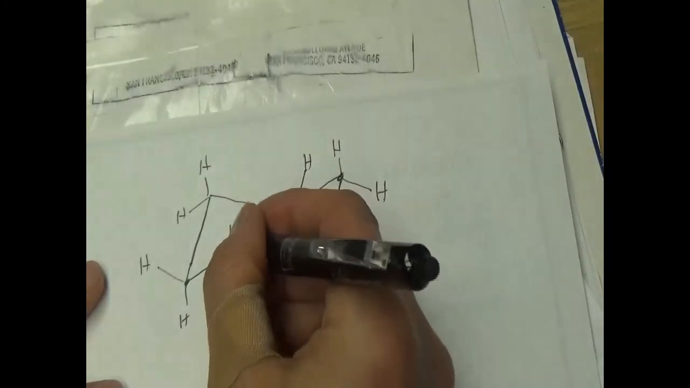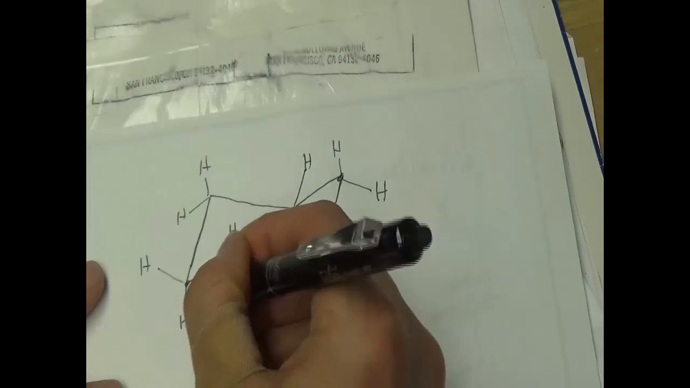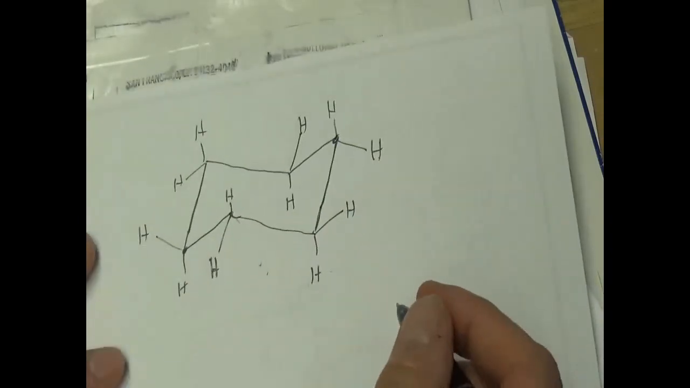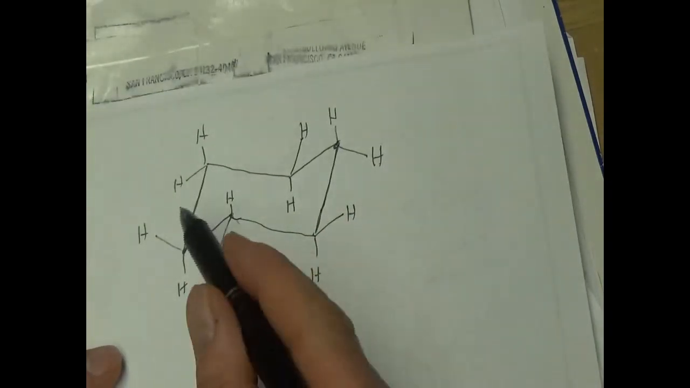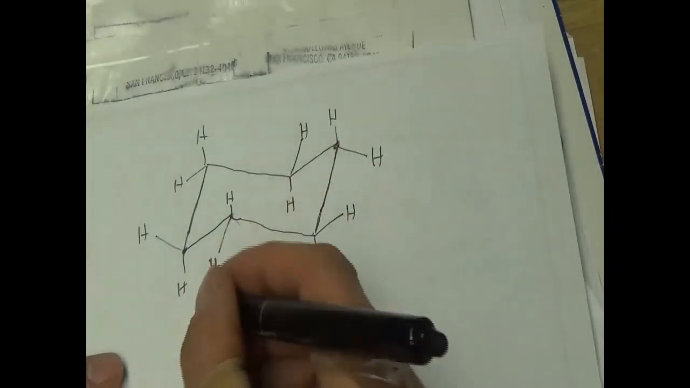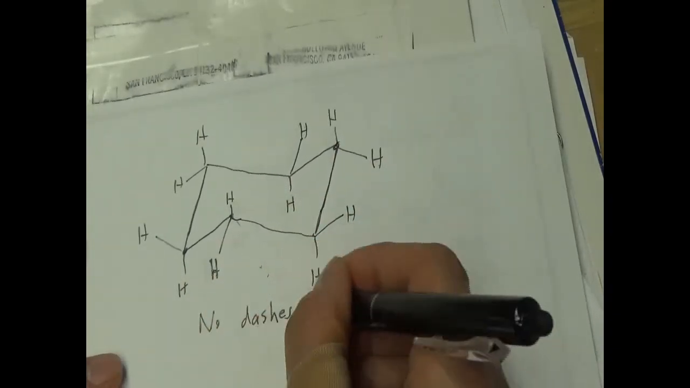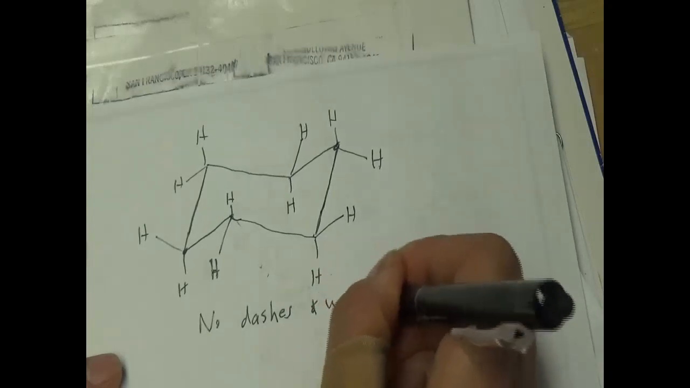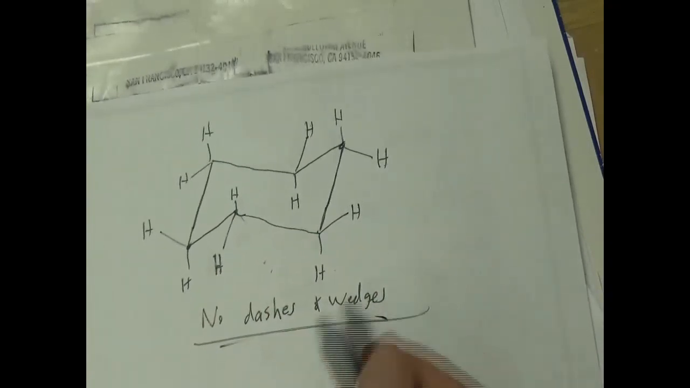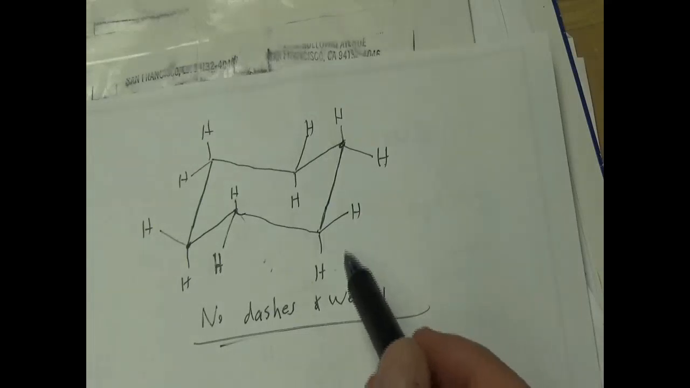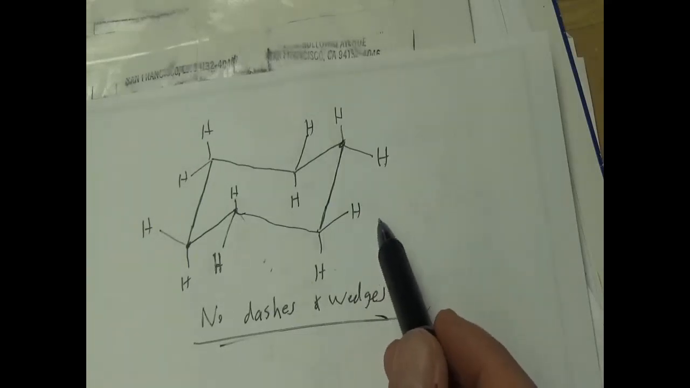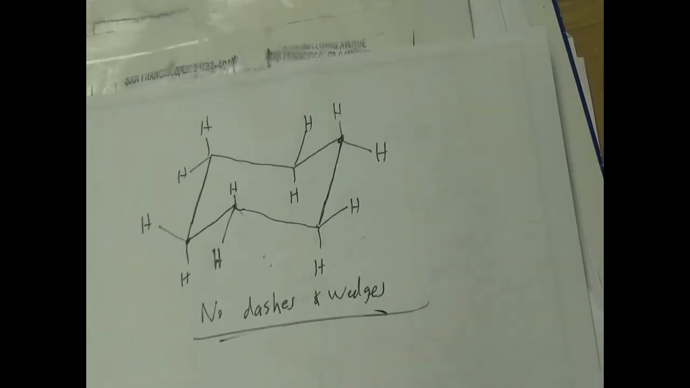It's going to be kind of coming towards us and parallel to one bond over, parallel to there and there, right? Okay. And also remember, no dashes and wedges. You don't draw dashes and wedges when you draw cyclohexane. Just practice this a couple times, and we'll explain more later. Alright, we're done.